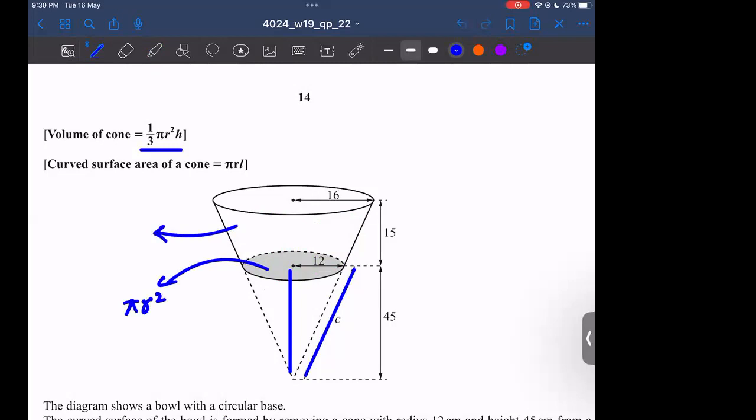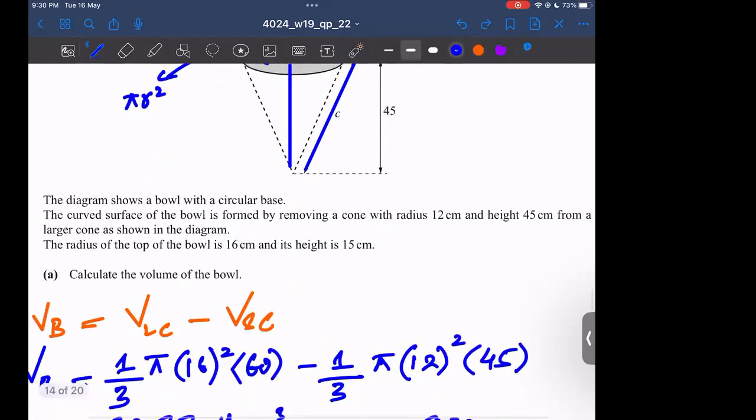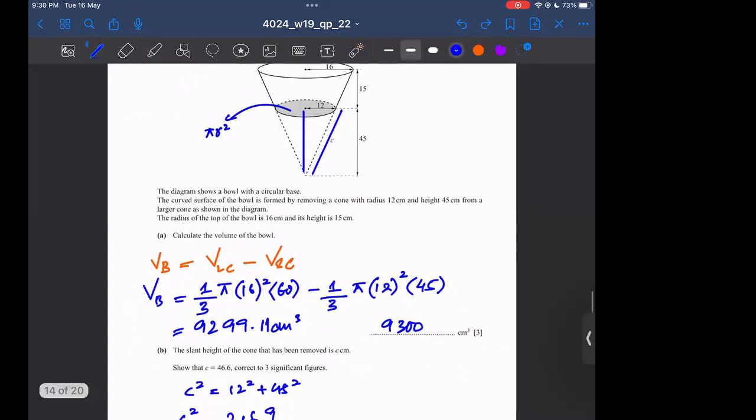How are we going to calculate this value? We are going to calculate the total curved surface area of this cone, and we are going to calculate the total surface area of the smaller cone. Then we are going to subtract these values. We cannot directly calculate the curved surface area of this part. This is not a cylinder. This is the cut portion of the cone here, also called the frustum.